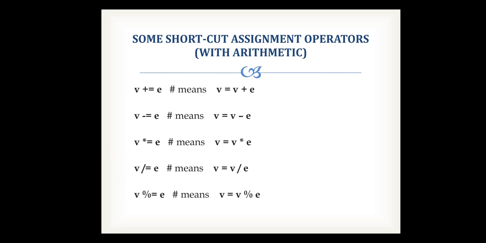Some shortcut assignment operators with arithmetic: v plus equal to e is called v is equal to v plus e. Like that, all examples are similar. Say if v percent equal to e, then v is equal to v percent e, so it is called a shortcut assignment operator with arithmetic operator.